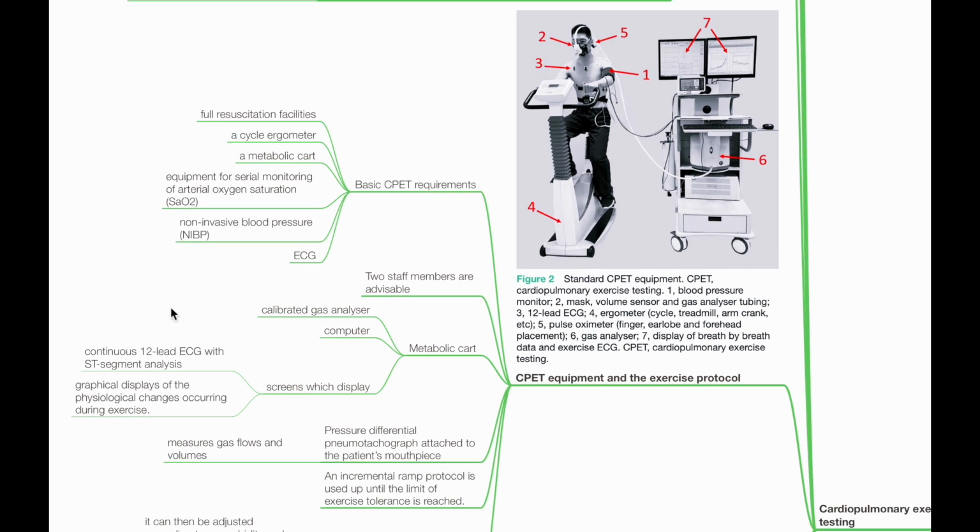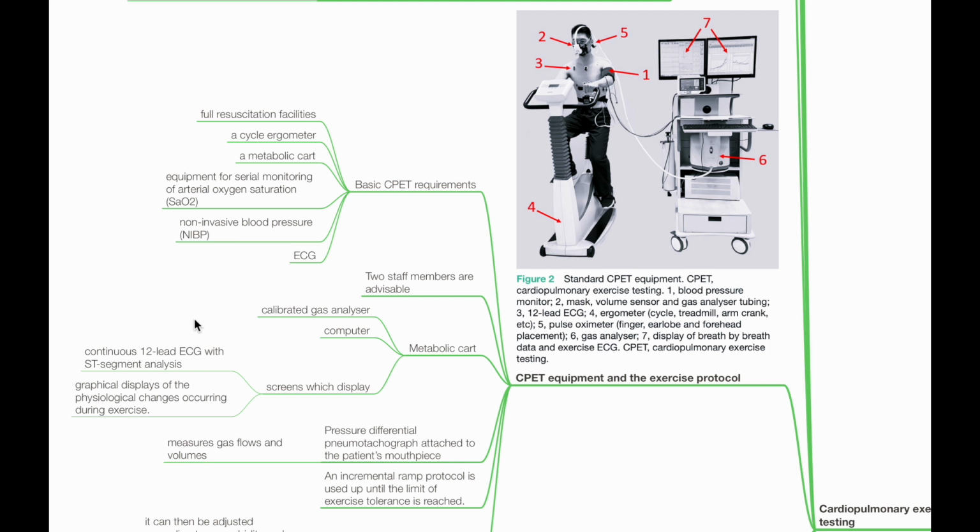CPET equipment and exercise protocol. Basic CPET requirements include full resuscitation facilities, a cycle ergometer, a metabolic cart, equipment for serial monitoring of arterial oxygen saturation, NIBP and ECG. 2 staff members are advisable. Metabolic cart consists of calibrated gas analyzer, computer, and screens which display 12-lead ECG, ST segment analysis, and graphical displays of physiological changes occurring during exercise.